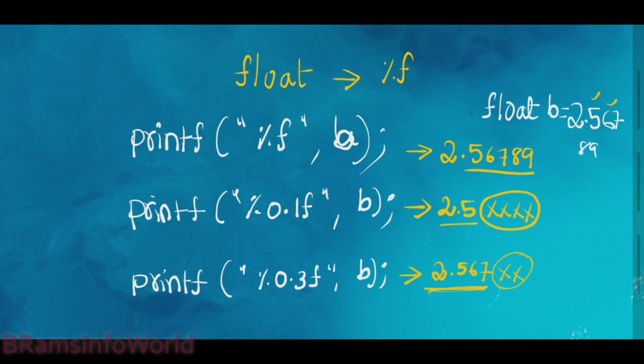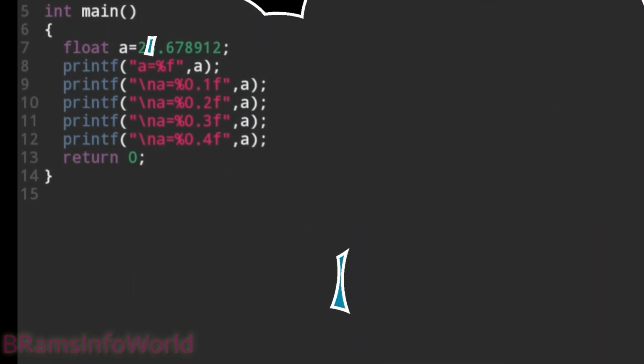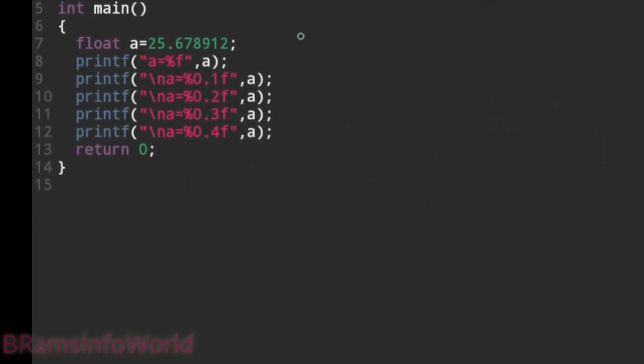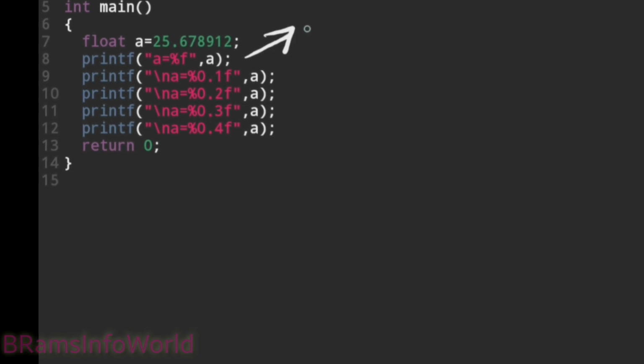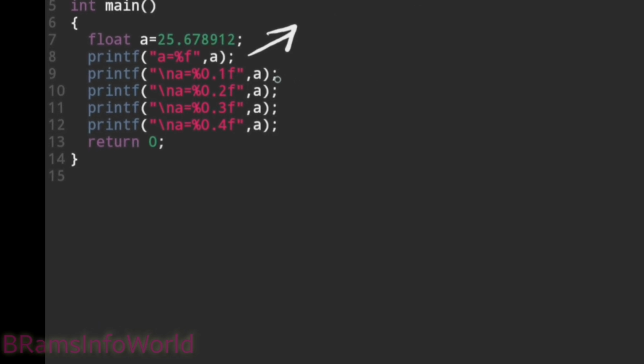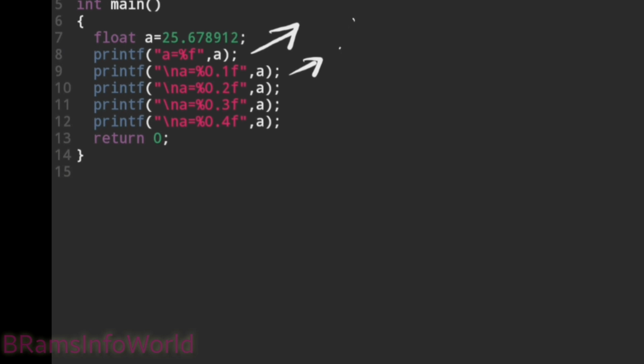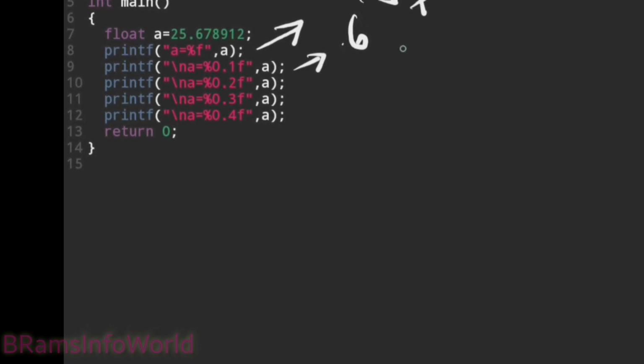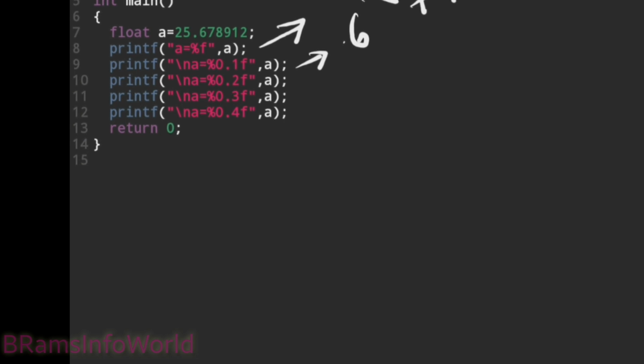In Turbo C++ you can use this kind of notation, but in Quincy, observe this program. The value 25.678912 will be printed as it is. After that, %0.1f means only 25.6 would be printed, but after 6 comes 7, so it becomes 25.7.